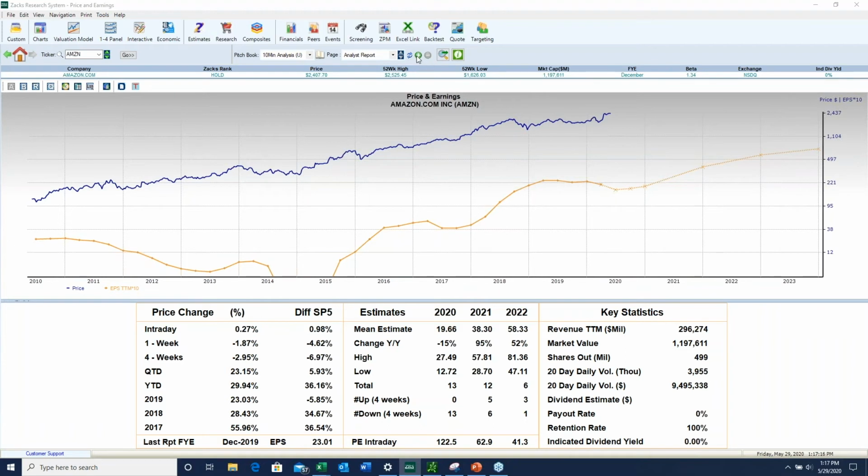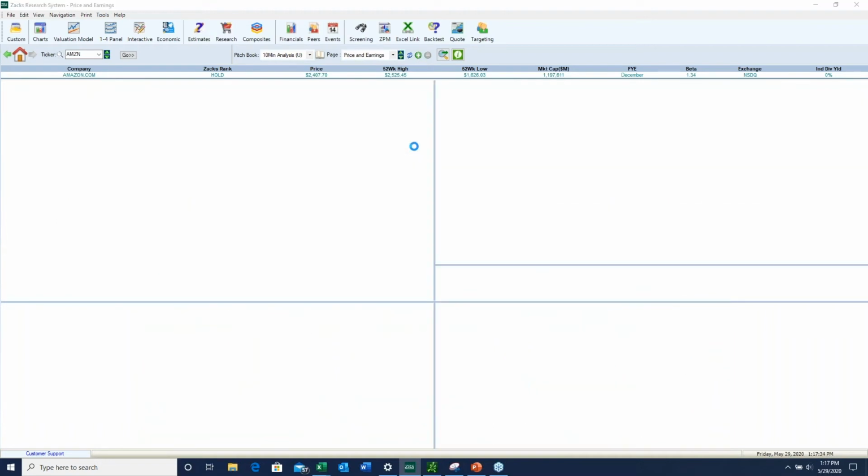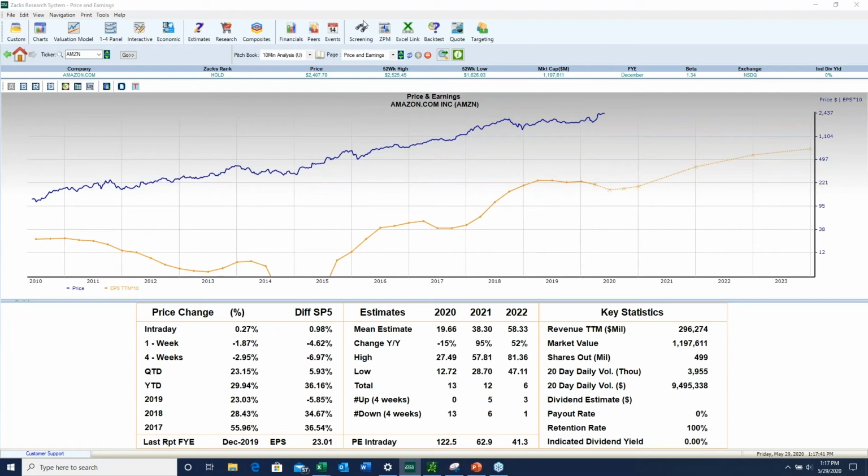So that prompts us to look a little bit into what it might be tracking. But I'm just going to add this to the report because this is a great view for other stocks. And we're going to see that shortly with AbbVie. So to add this into our pitch book, you'll see this little green plus button right here. So I'm just going to add that into our pitch book. And so now we have two views. First, the analyst report, and now this price and earnings chart.